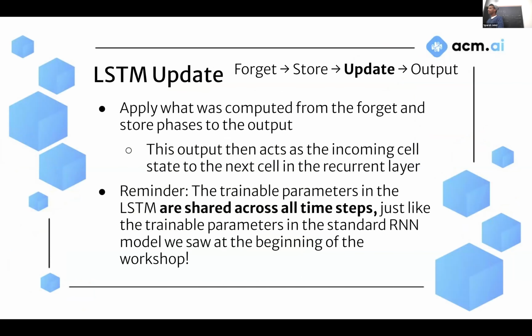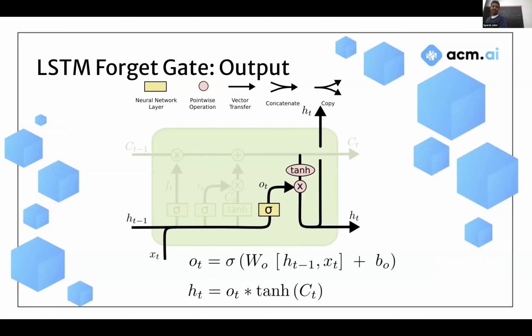So the LSTM update just explains what happened previously. All we're doing is updating the memory, the cell state. And just remember that these parameters are shared across all time steps. That's important to remember because it becomes really hard to visualize an RNN sometimes, because it has a slightly different paradigm. Then okay, and then the output.